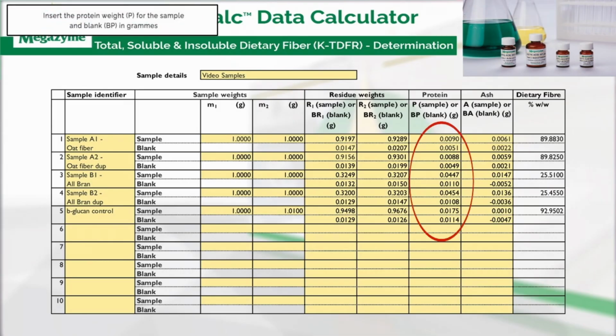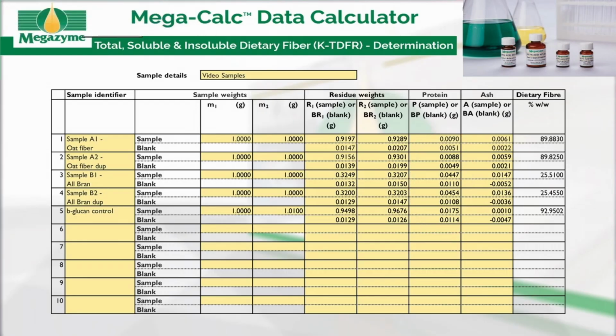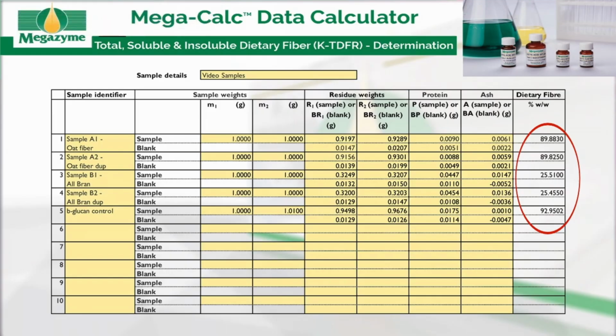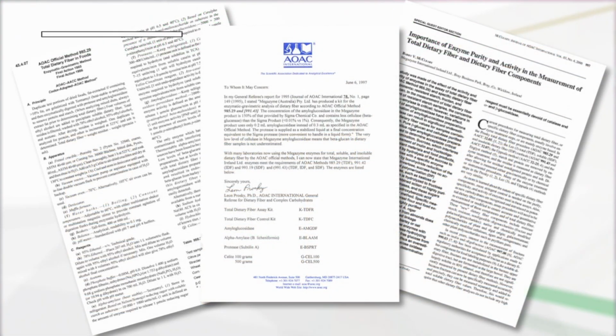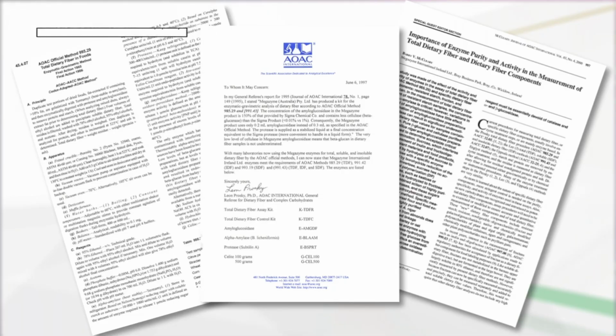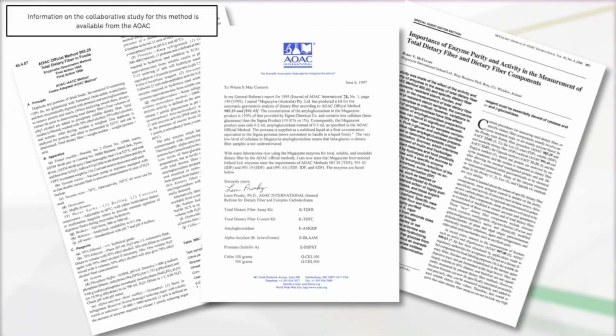Insert the protein weight P for the sample and blank BP in grams. Insert the ash mass A for the sample and blank BA in grams. When this data is entered, the content of dietary fiber in the sample is automatically calculated and given as % weight per weight. Further information on the importance of enzyme purity for the measurement of dietary fiber is discussed in detail in a paper by McCleary. Information on the collaborative study for this method is available from the AOAC.